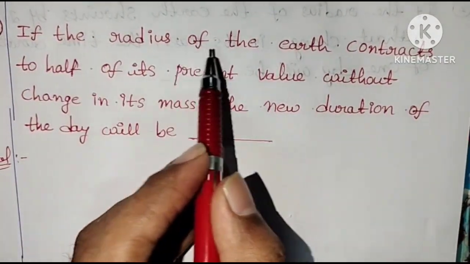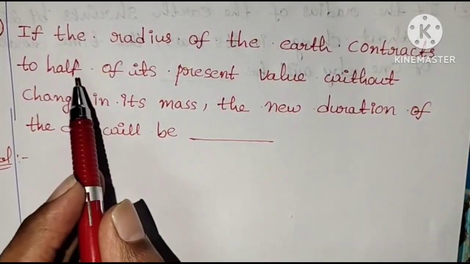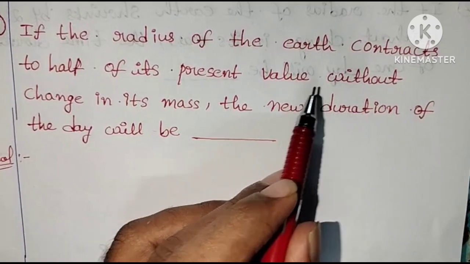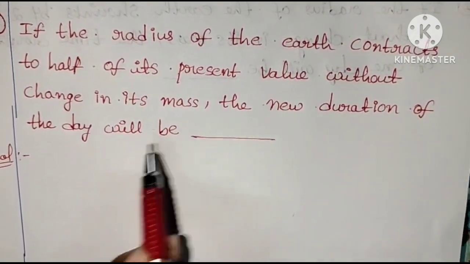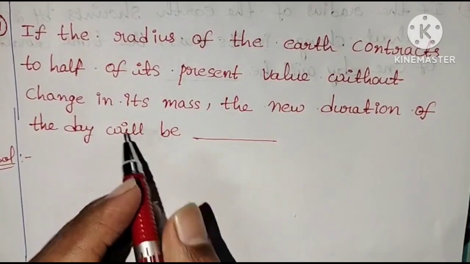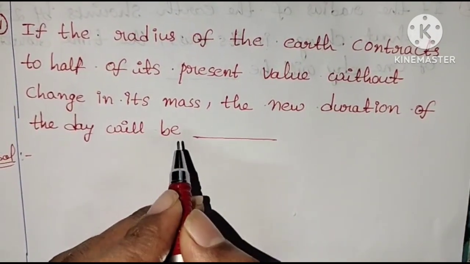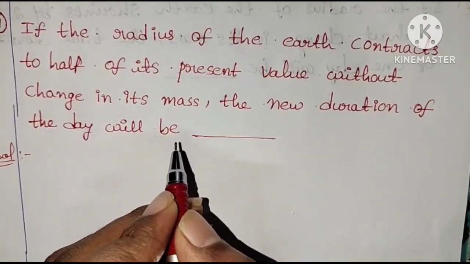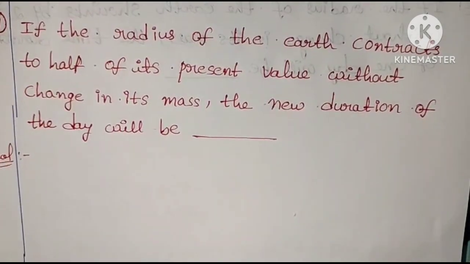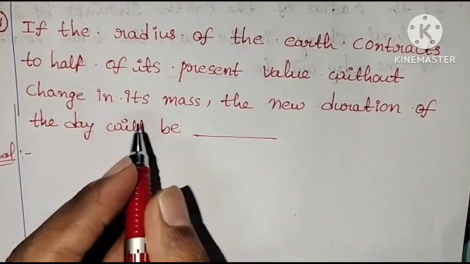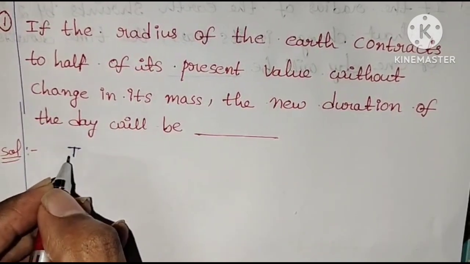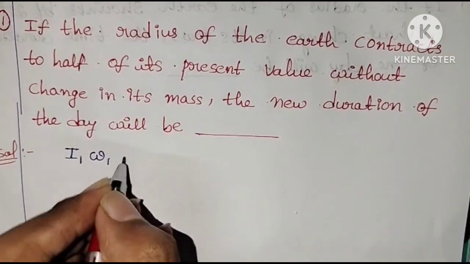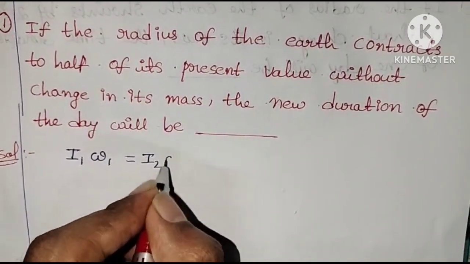If the radius of the earth contracts to half of its present value without change in its mass, the new duration of the day will be? To solve this problem we have to apply the concept of the law of conservation of angular momentum. According to the law of conservation of angular momentum, initial angular momentum is equal to final angular momentum.